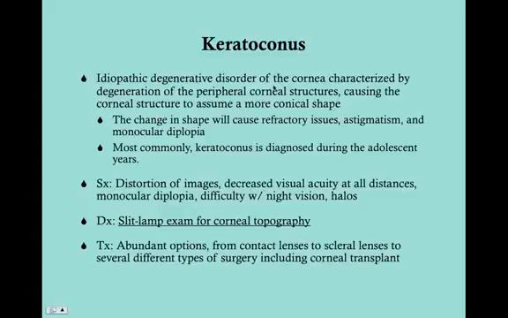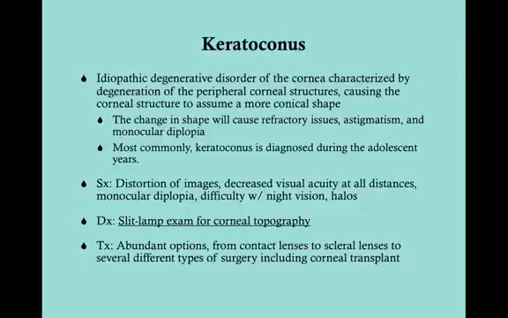So that change in shape will certainly cause refractory issues. Remember that the cornea has a refractory index of about 45 to 50 diopters. So as the shape of the cornea changes, it's going to cause refractory issues. It can cause astigmatism as well as monocular diplopia. Most commonly, keratoconus is diagnosed in the adolescent years.